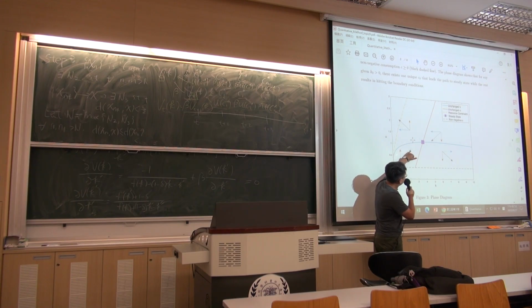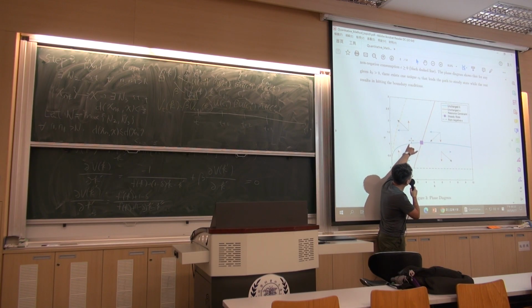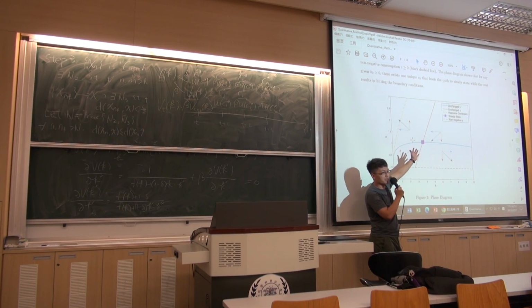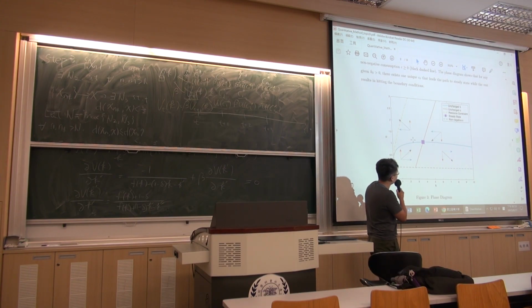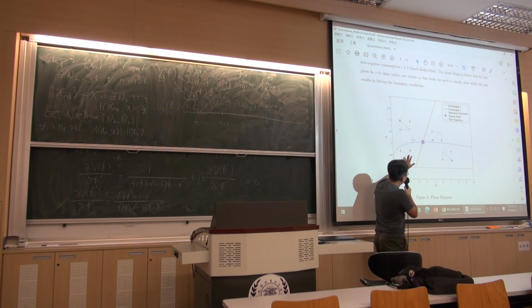So vice versa, if you consume less than this threshold, what will happen for the next period? Your capital stock will increase. So that's why you can see the blue arrows point that way, meaning that if you consume at this point, you are going to increase your capital accumulation, like capital stock, for the next period. Okay, so that's how you read this graph.